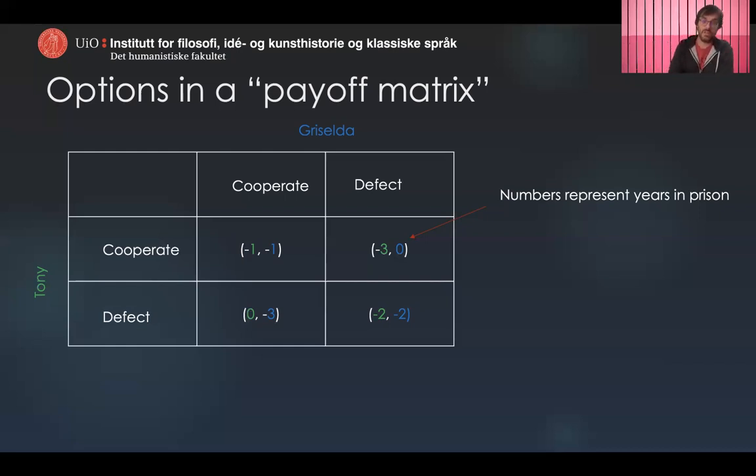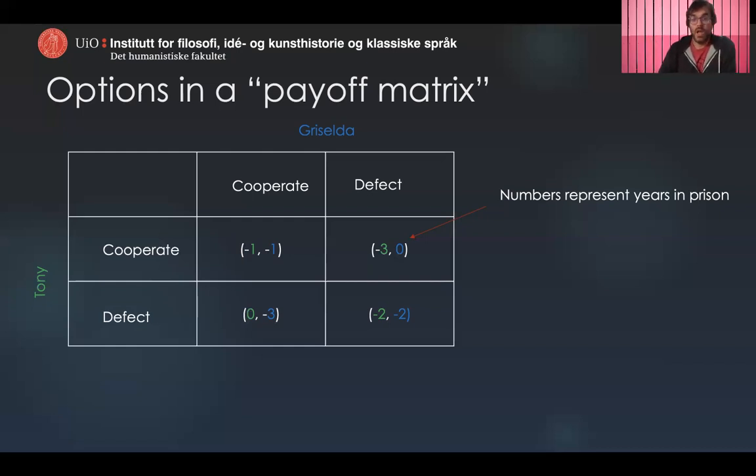Now, what if Tony defects and Griselda also defects? Well, in that case, they both testify against the other, so they both get a reduction of 1 year, but they both also get convicted for the major crime, and so they both get 2 years in prison. Okay, so that's -2 and -2.